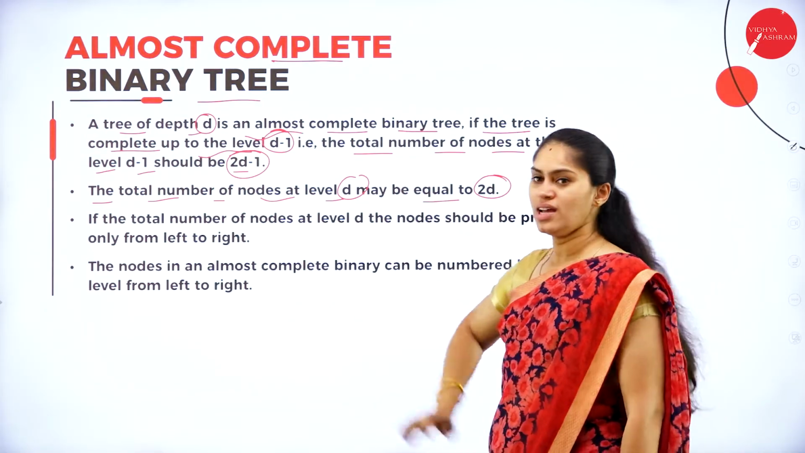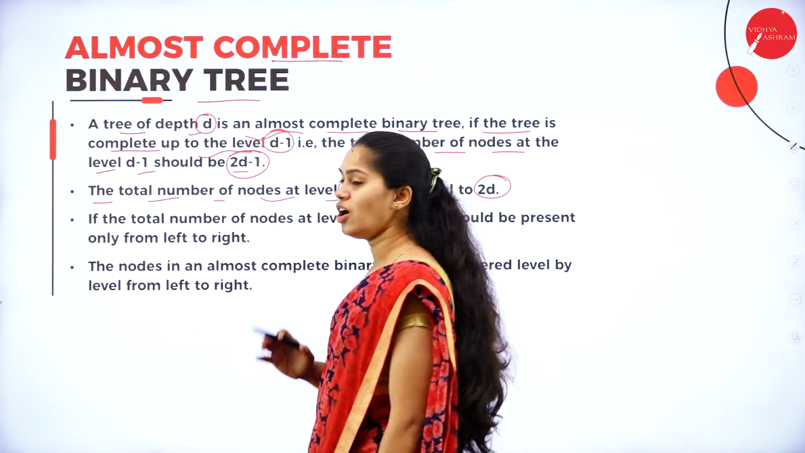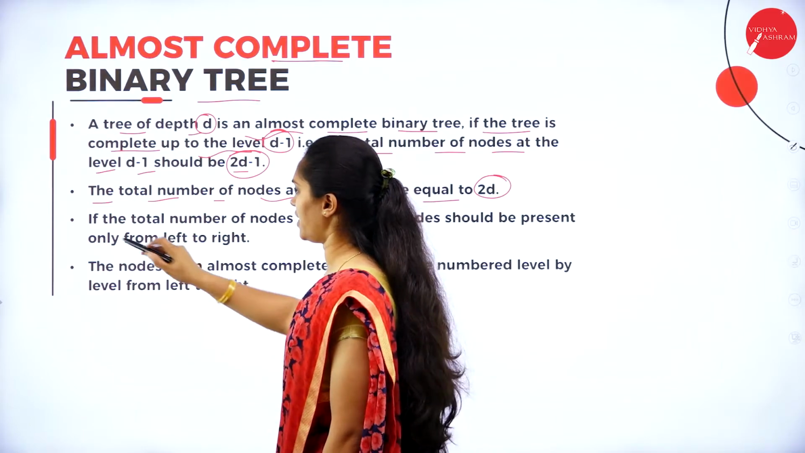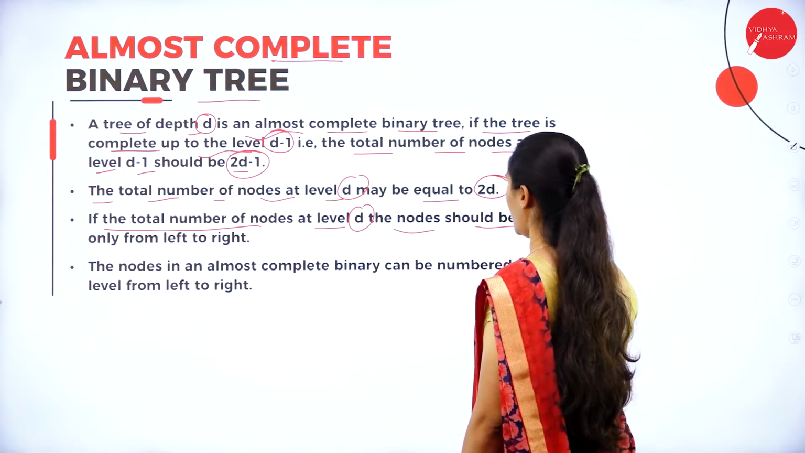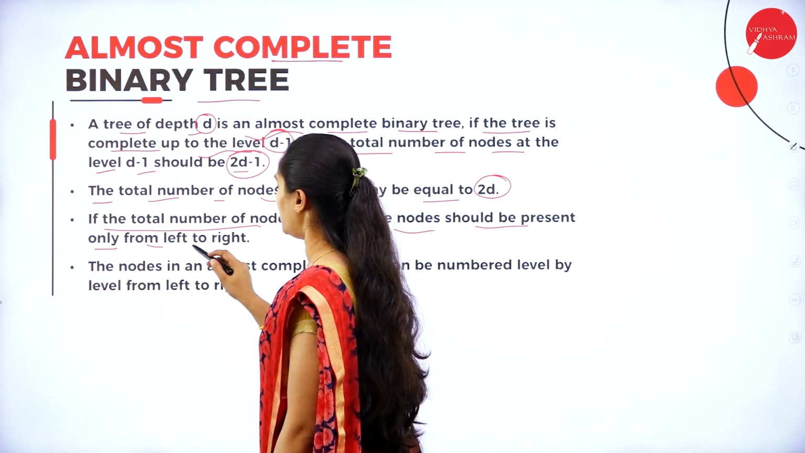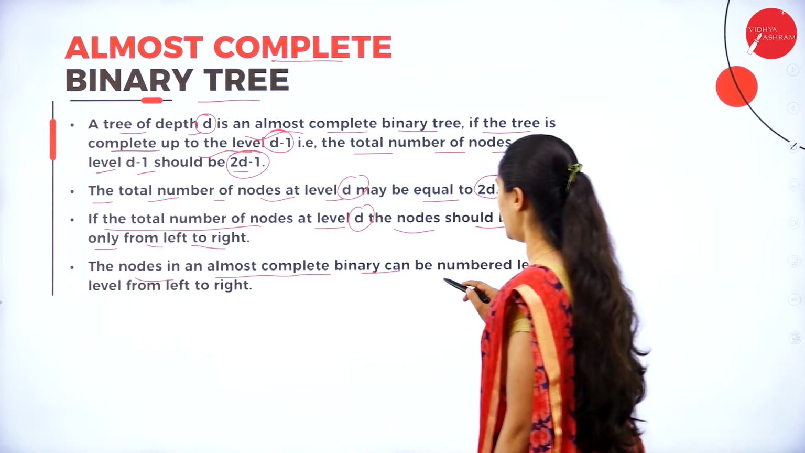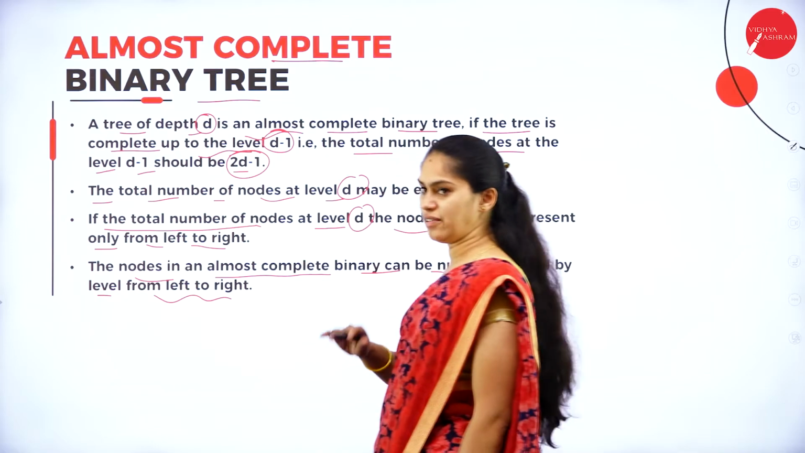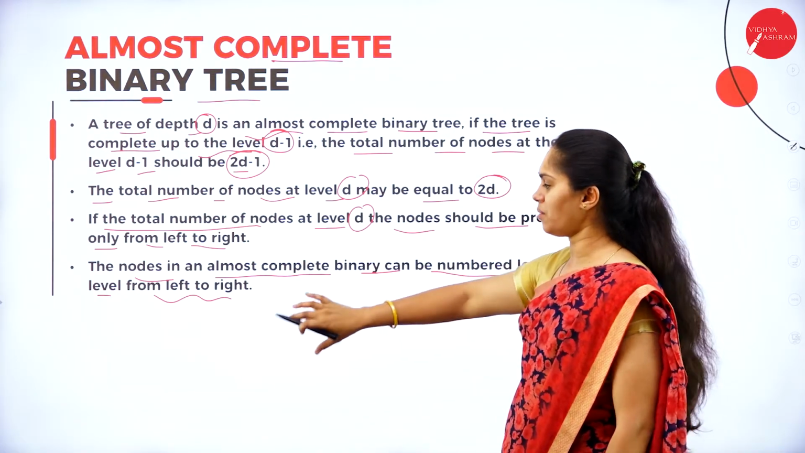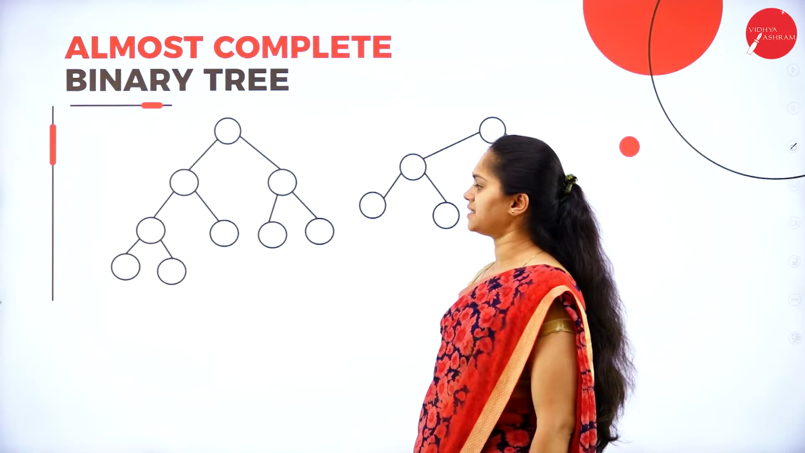From the root node to leaf node, all the levels must be the same. It can be considered as an almost complete binary tree. So if the total number of nodes at the level D, the nodes should be present only from left to right, and nodes in the almost complete binary tree can be numbered level by level from left to right. So we are giving a numbering from left to right here. And here you can see one example.